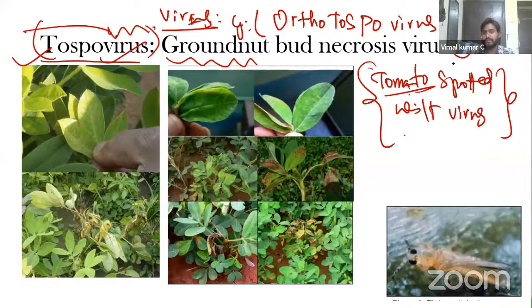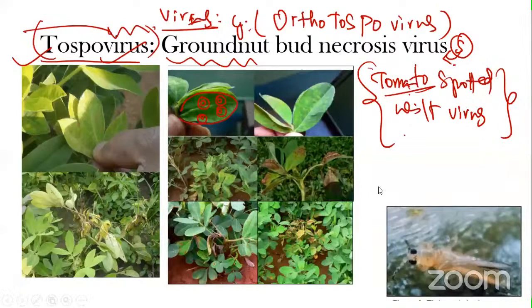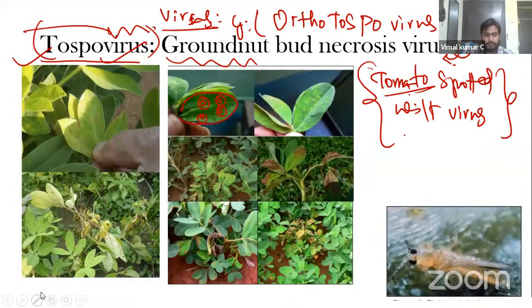So how should I identify whether the groundnut plant is infected with the groundnut bud necrosis virus or not? The first thing is, initially you can see whether the leaf is having circular or ring spots or not. There will be circular ring spots. Here you can see the leaf will be having chlorotic ring spots. You can call it chlorotic, right? Because whatever the green portion or chlorophyll is there, that will be removed. So because of that, chlorosis will be there and it will be in a round shape like this.